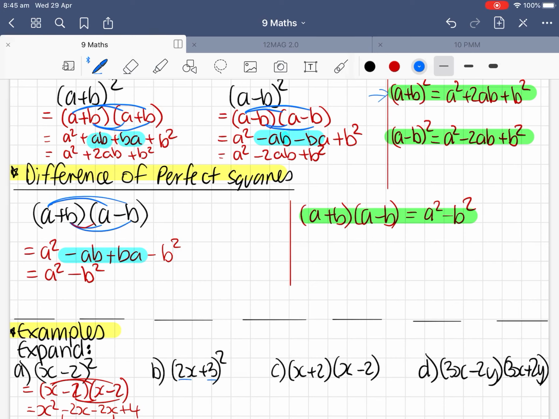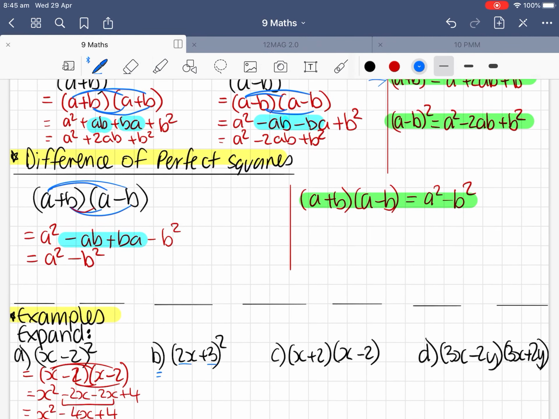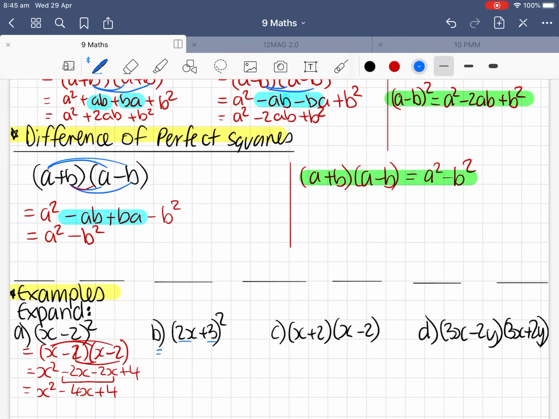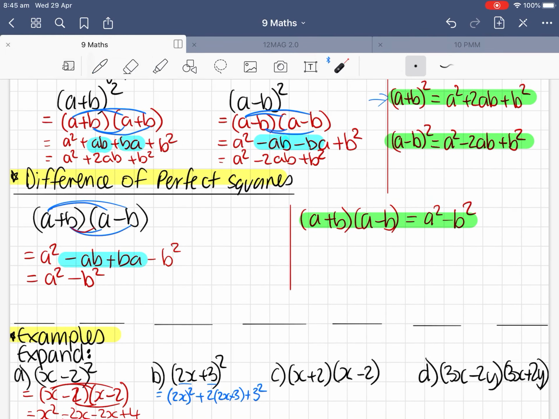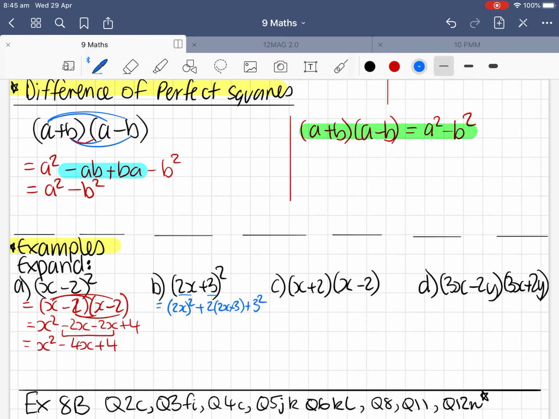For B, I'm going to employ this rule here. I'm just going to immediately say if this term is equivalent to A and this term is equivalent to B, my answer should be, and remember this is just me using the shortcut to show you how to use it, A squared plus 2 times 2x times 3 plus 3 squared. In this case, this is my A term and this is my B term. It expands to A squared, so 2x all squared, plus 2AB, 2 times 2x times 3, plus B squared, 3 squared.